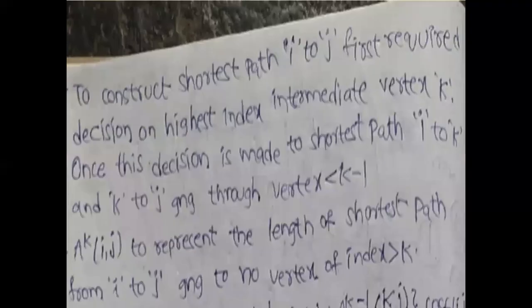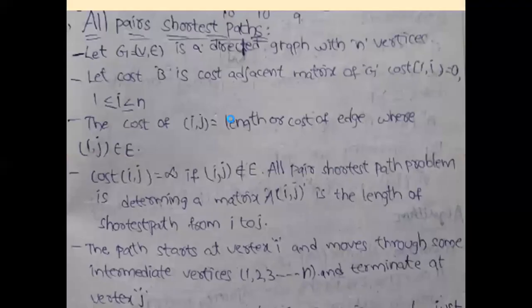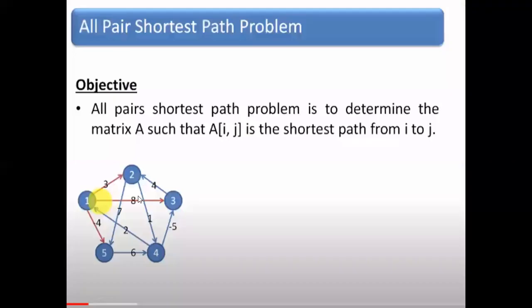Suppose the graph has 3 vertices, we are calculating 3 matrices. Suppose the graph has 5 vertices, we are calculating 5 matrices, that is A power 1, A square, A cube, A power 4, A power 5.